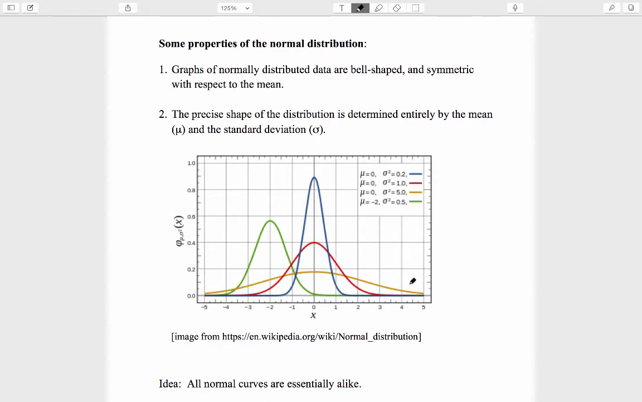The yellow curve is more spread out. It has a high sigma. The blue curve is very clustered about the mean. It has a small value of sigma. Then you have this green curve here, which has a different value of mu altogether, and you'll notice a little bit of a different sigma. It has a slightly different shape than any of the others. The key idea is that all normal curves are essentially alike.